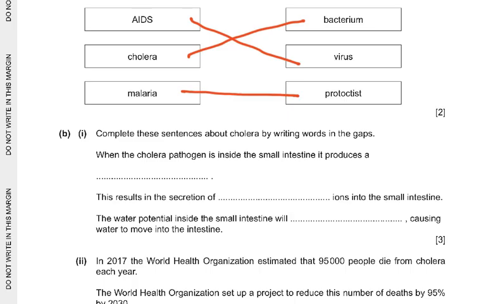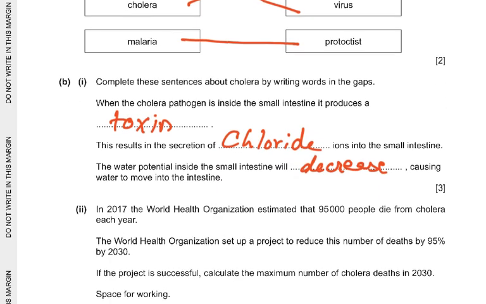Then it says part 1, complete these sentences about cholera by writing words in the gap. When the cholera pathogen is inside the small intestine, it produces a toxin. This results in the secretion of chloride ions into the small intestine. The water potential inside the small intestine will decrease. Too many chloride ions will decrease the water potential, causing water to move into the intestine. So 3 marks for that.